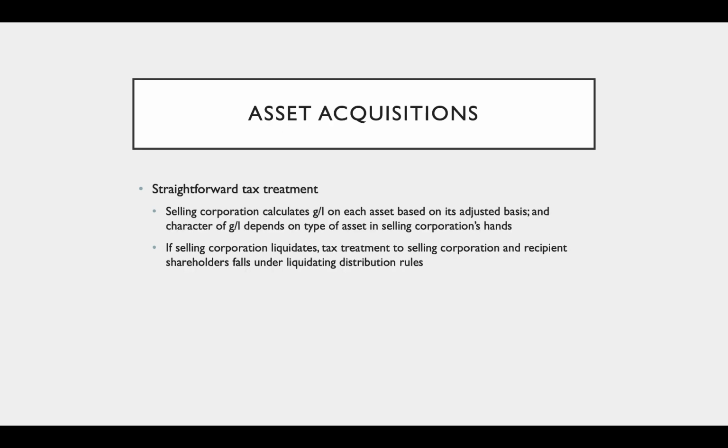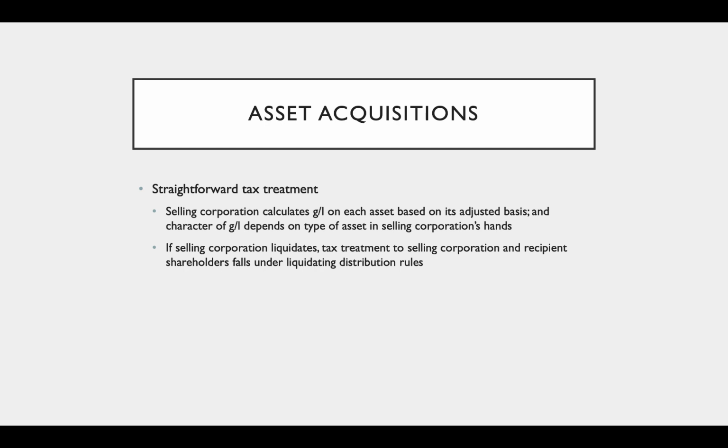If I have an asset acquisition, a taxable asset acquisition, the tax treatment of that should feel familiar to you. It's just like all tax treatment, right? When I sell something, I'm going to calculate gain or loss on each asset based on its adjusted basis. So the selling corporation is going to do that. And the character of the gain or loss is going to depend on the type of asset in the selling corporation's hands. So if I'm selling a tractor and it is a capital asset and I sell it for more than its basis, it's going to be a capital gain to the selling corporation.